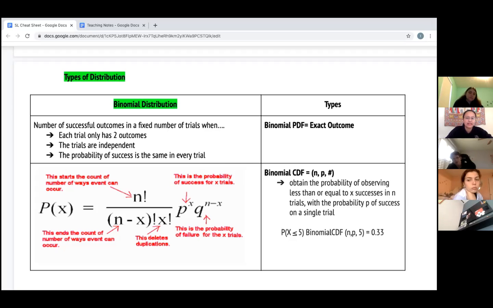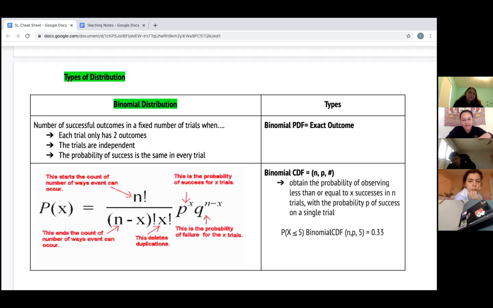So for PDF, it's the probability that there will be X successes in N trials if there is a probability P of success for trials. So I will send you a link to how to use your calculator for this.